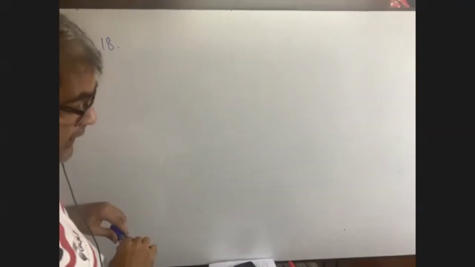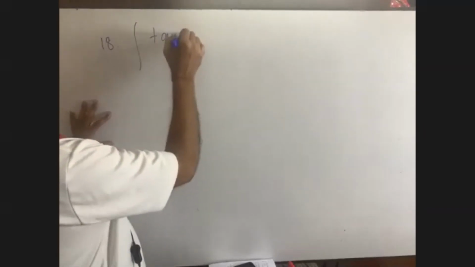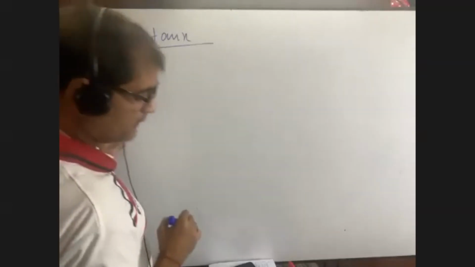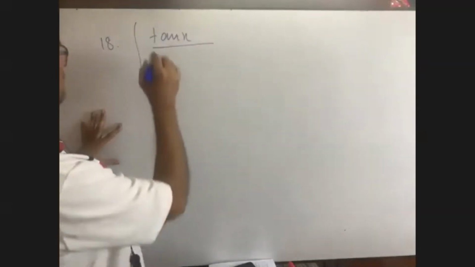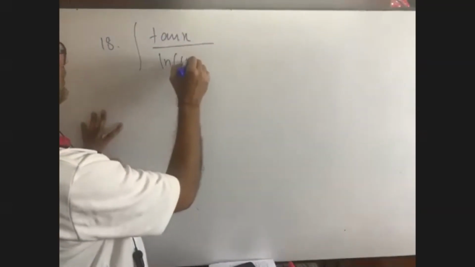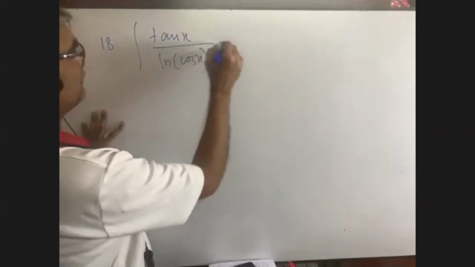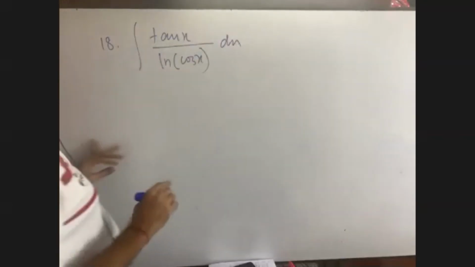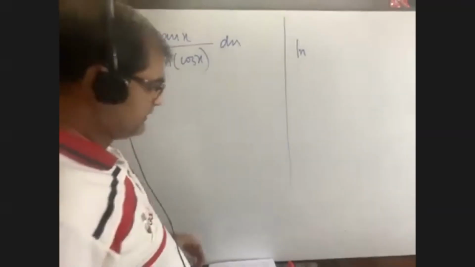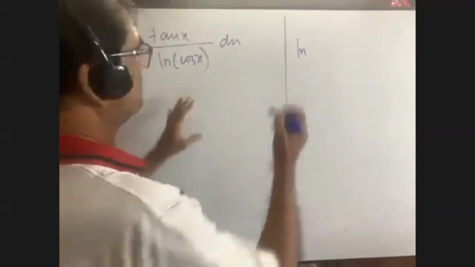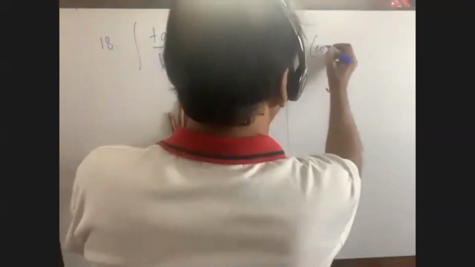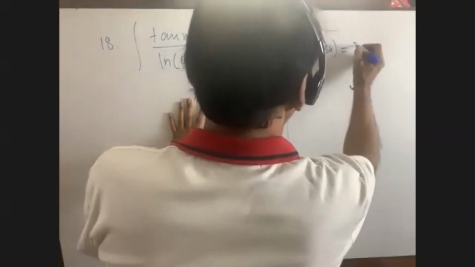Now, question number 18. Important math. Tan x by ln cosine x, integral of tan x by ln cosine x dx. Important math. Dear students, extremely sorry. Okay, anyway. So we are taking ln cos x equal to z.